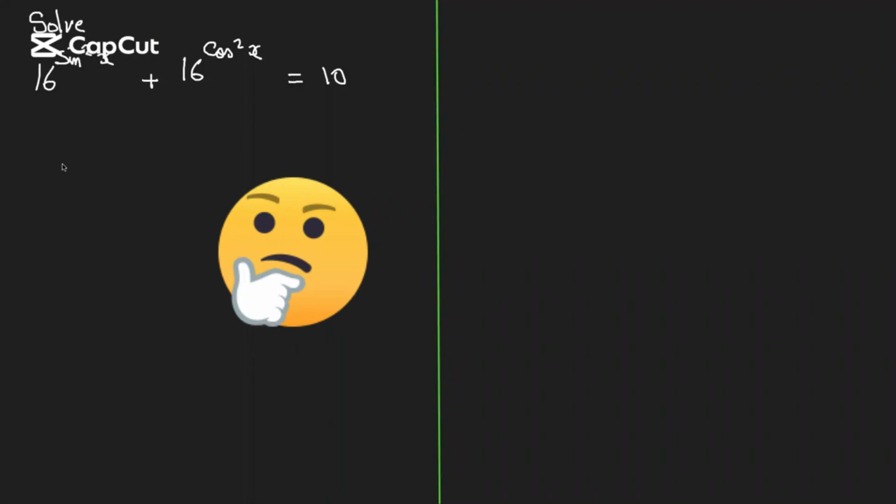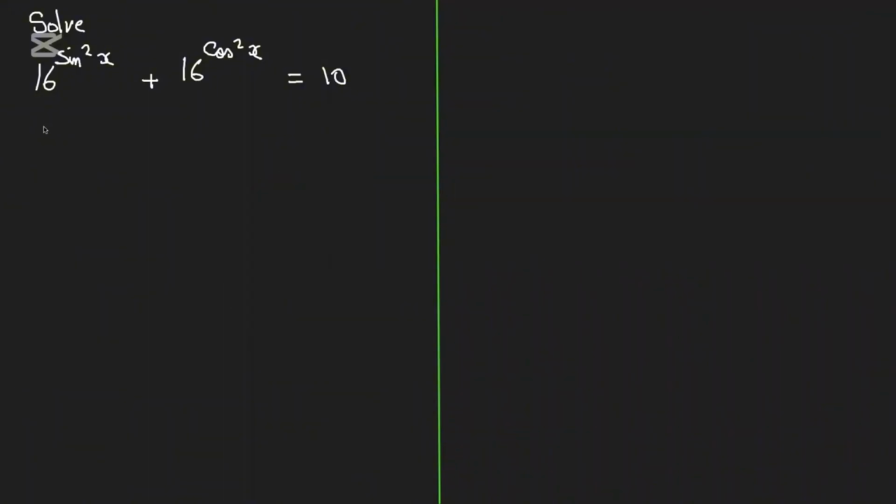Here's a brainy math challenge that mixes exponents with trigonometry. Ready to crack it? Let's go! Solve for x: 16 to the power of sine squared x plus 16 to the power of cos squared x equals 10.